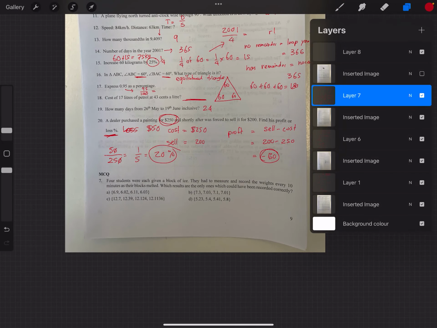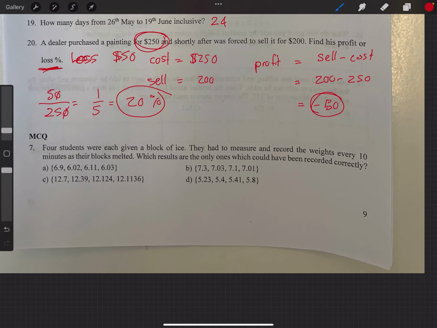Alright, multiple choice. 4 students, each given a block of ice. They had to measure and record the weight every 10 minutes as their blocks melt. Which results are the only ones which could have been recorded correctly? When a block of ice melts, the weight should be getting less and less. So this one is 9.2, and then 6.02, then it jumps back up again. That doesn't make sense. It should only go down, not back up. This is 7.3, then 0.03, it's gone down, but then jumps back up again. So that's no good. So it can't be B or A.